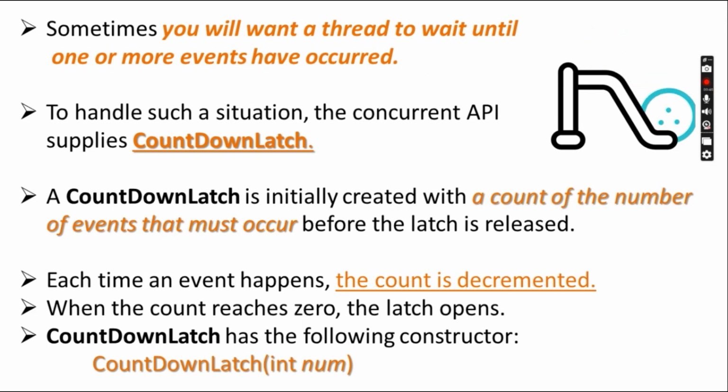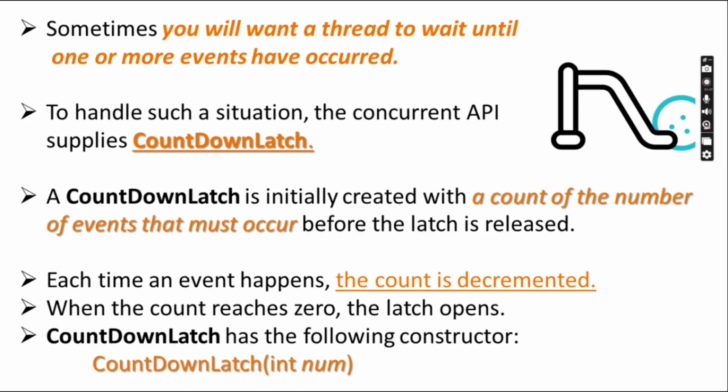What is a countdown latch? It is initially created with a count of the number of events that must occur before the latch is released. So that number of events that are registered to occur must occur before the latch or lock is released. Each time an event happens, the count is decremented, and when the count is 0, the latch is open, the lock is open, and now the thread can enter.